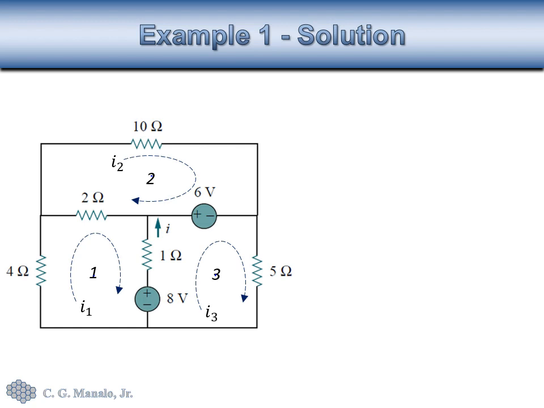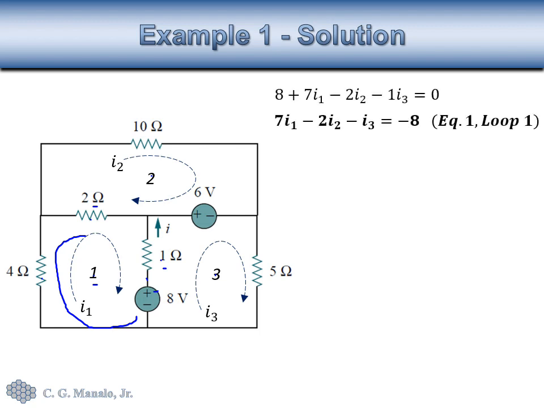plus 8. So we start here. That would be plus 8, and we move in the clockwise direction, in this direction, something like that. So plus 8, because this is positive here. Then 4 plus 2 plus 1, that would be 7 I sub 1, minus any voltage drop due to the currents outside of loop 1. So that would be minus 2I2 and minus 1I3. So this is the equation.